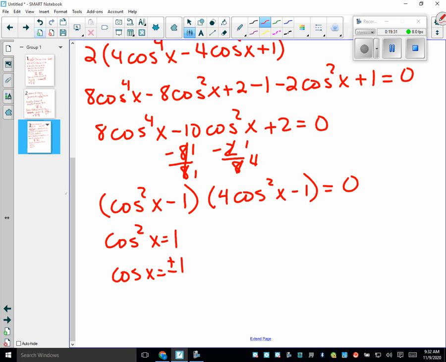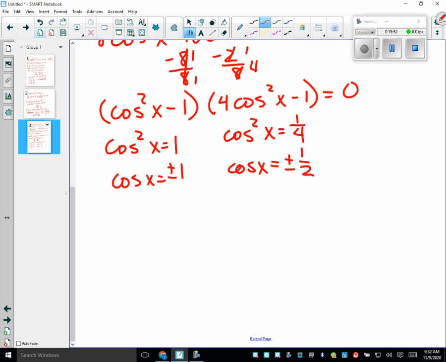Here I have cosine squared x equals 1/4. So it's really just plus or minus 1/2. So cosine of x equals plus or minus 1/2. Wait. I square rooted it. Oh, yeah. Okay.